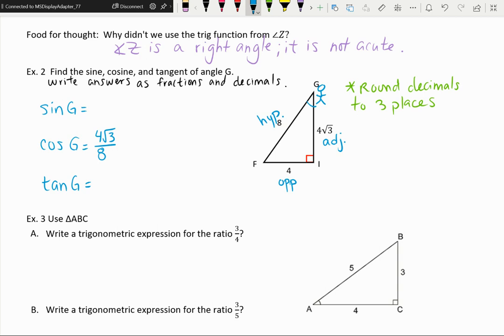So before you move on, before you do sine and tangent, I want you to make sure that you can correctly calculate on your calculator that 4 square root of 3 divided by 8 should be 0.866. So you're going to use your calculator to verify that you get this answer. And then once you figure out how to use your calculator, please go ahead and find the sine of G and the tangent of G. And I'll walk around and see if anybody needs any calculator help.